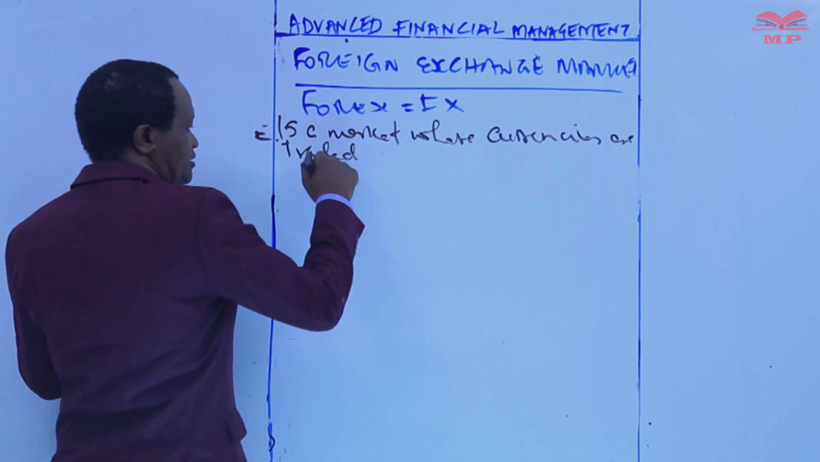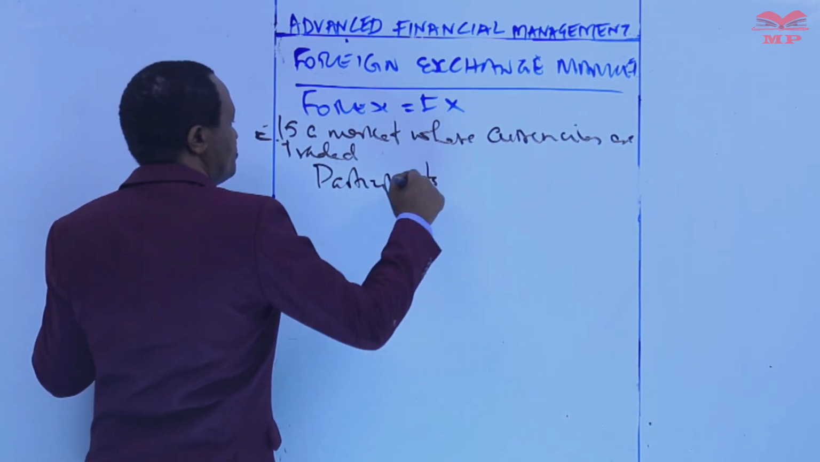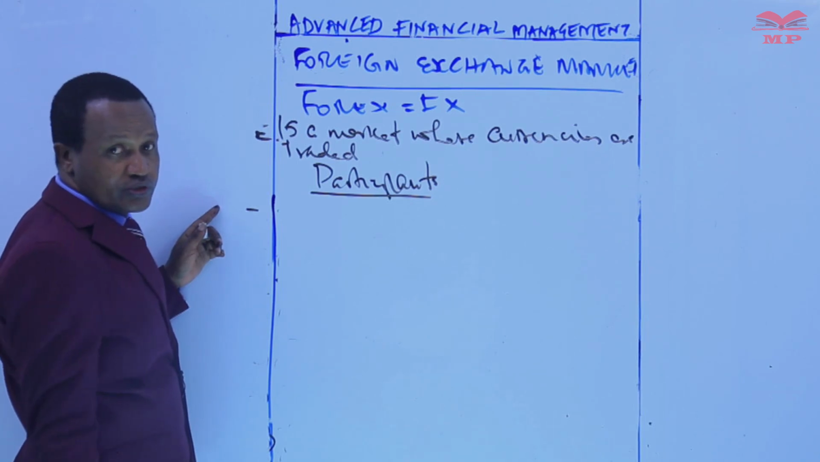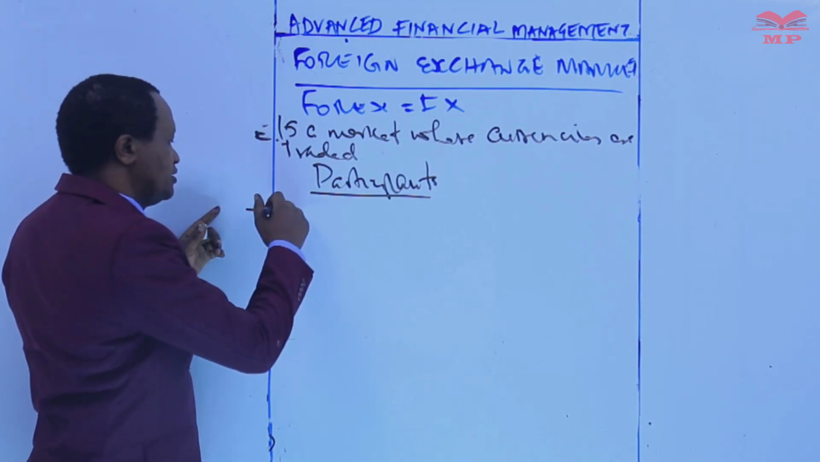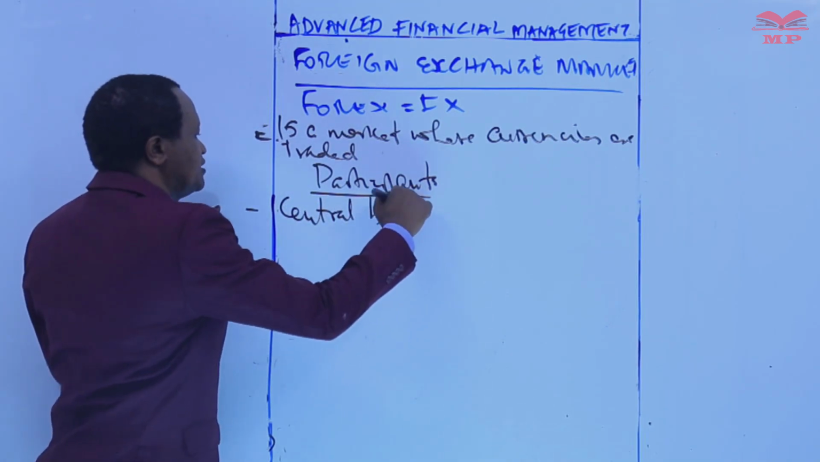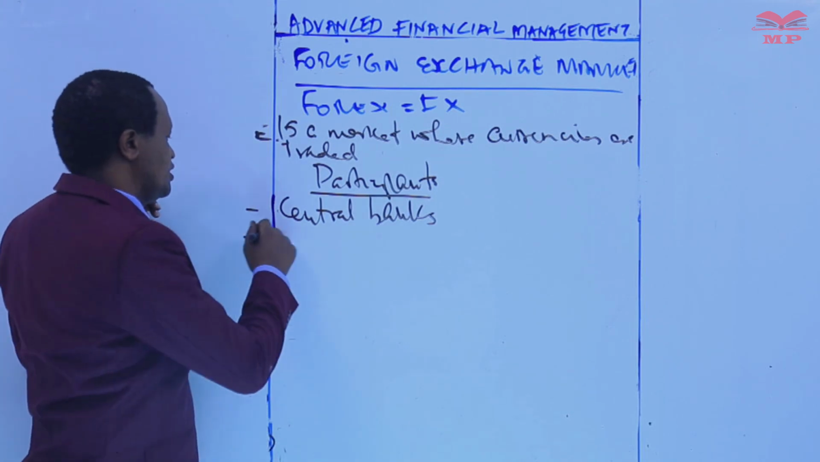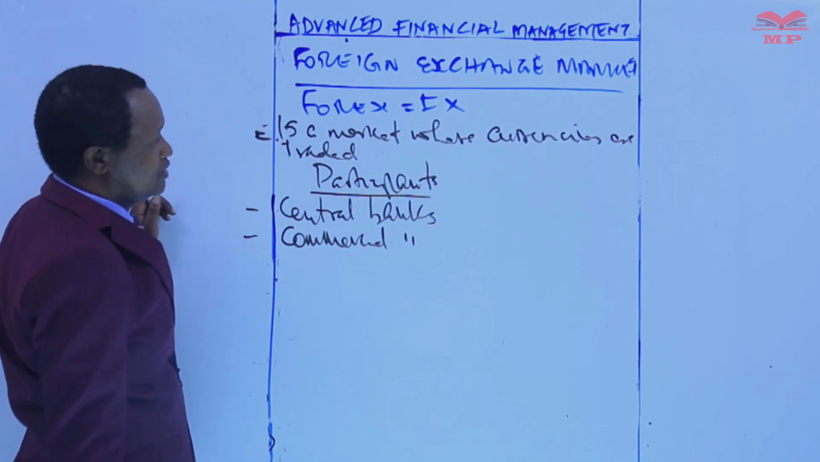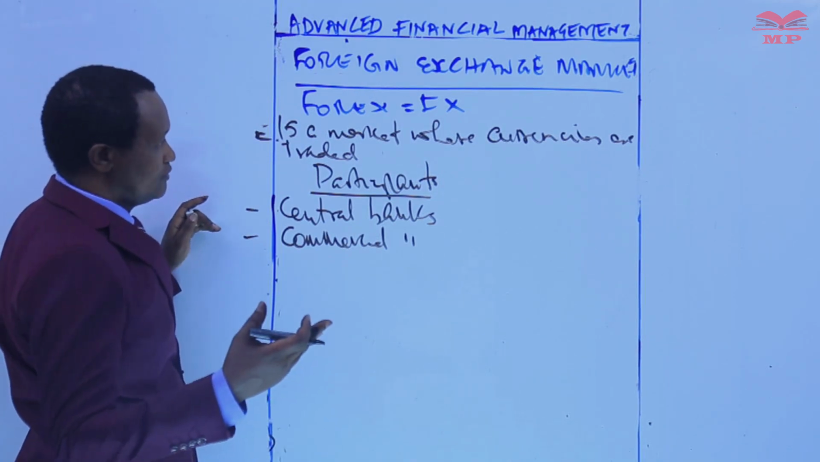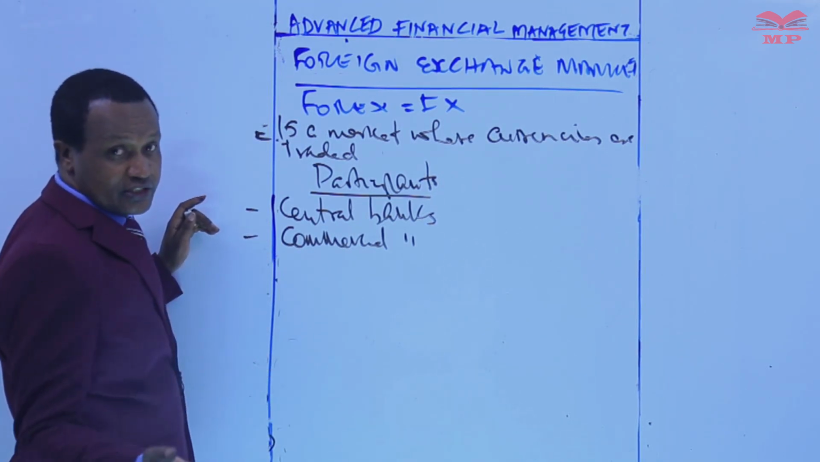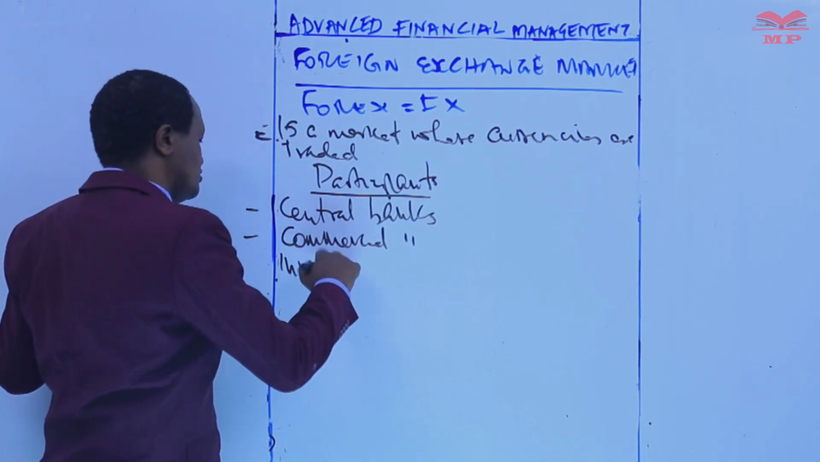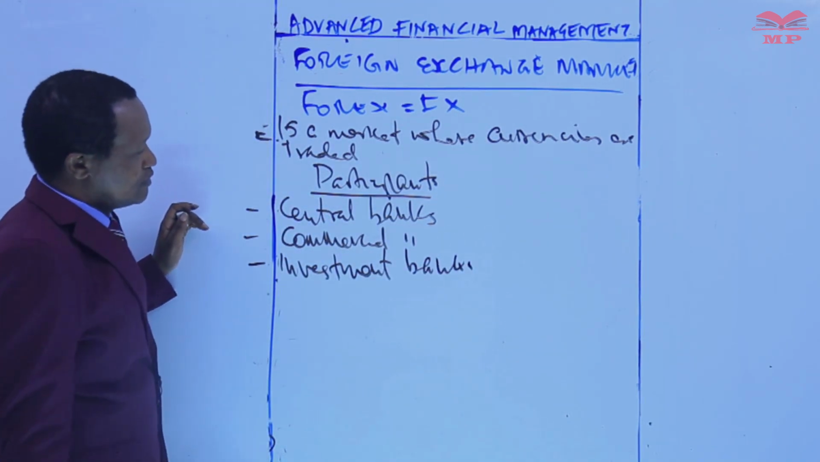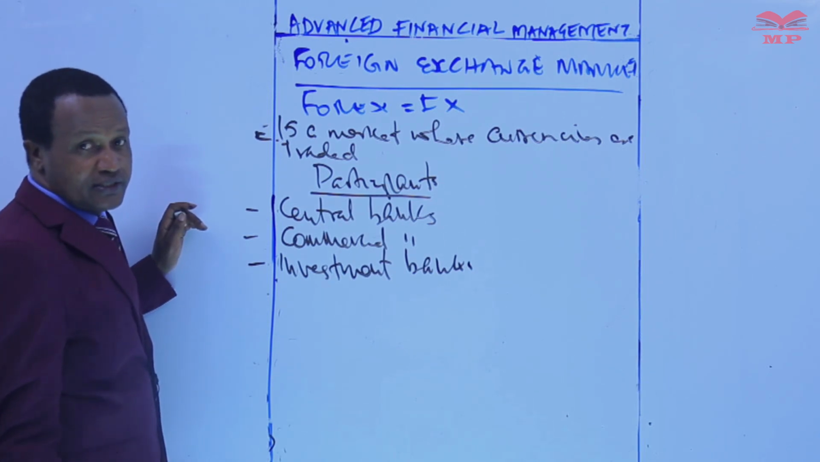Who are the participants, the players in this market? Financial institutions, commercial banks, central banks, all the central banks in the world. Central banks engage in this trade, commercial banks engage in this trade, investment banks, hedge funds.